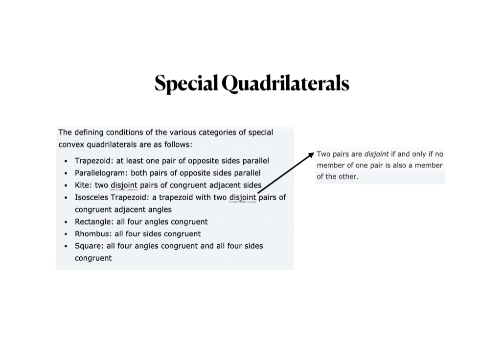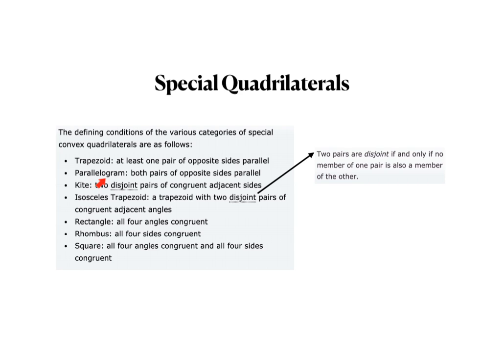There are several types of special quadrilaterals, and we have to be very, very cautious about the definitions because some of the definitions vary from book to book. So the defining conditions of the various categories of special convex quadrilaterals are as follows. In our book, a trapezoid has at least one pair of opposite sides parallel. In some books, it has exactly one set of opposite sides parallel, but we consider any quadrilateral with at least one pair of opposite sides parallel a trapezoid.